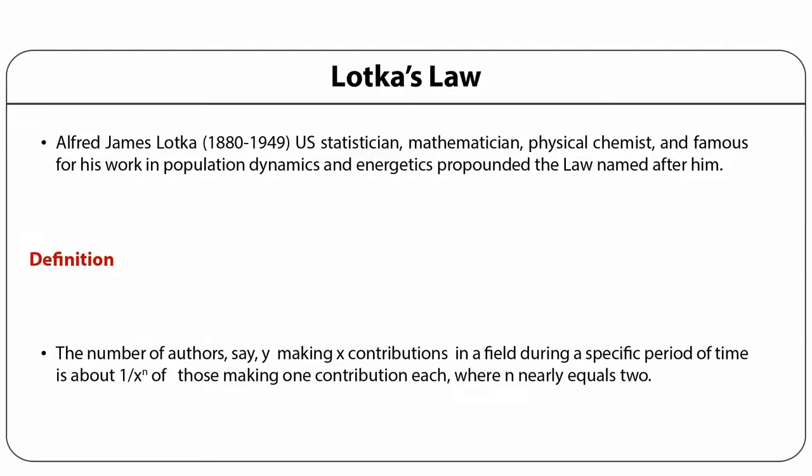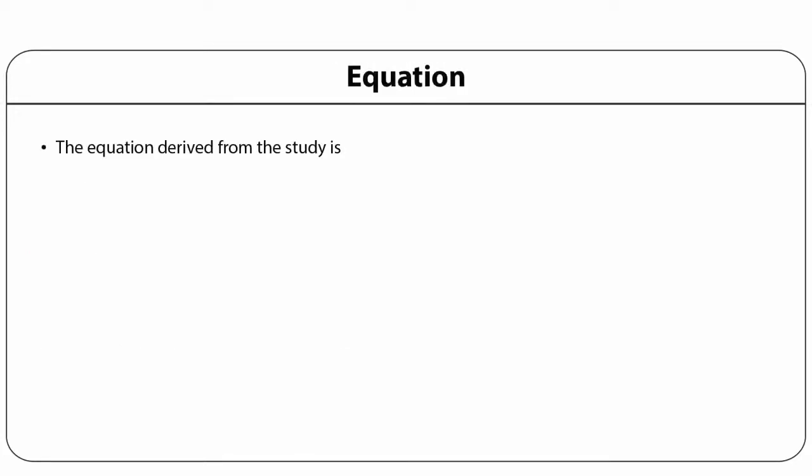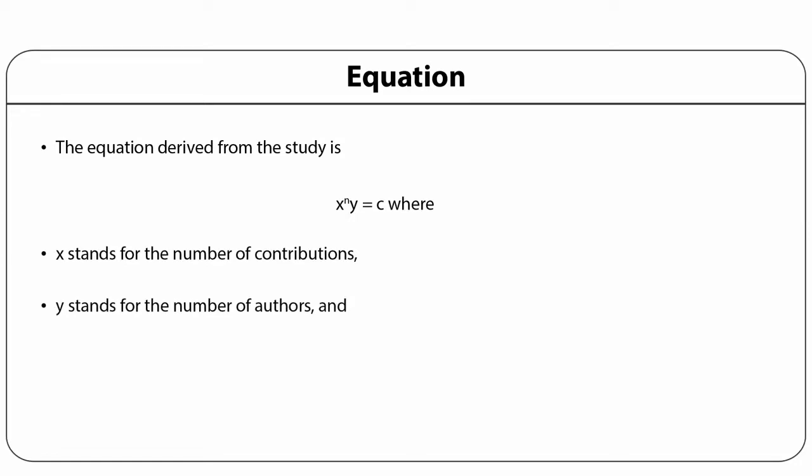6. The validity is to be tested according to the formula given above. It gives the equation of Lotka's law. The equation is x to the power n into y is equal to c, where x stands for the number of contributions, y for the number of authors, and c is constant. Lotka found the value of n is roughly 2.